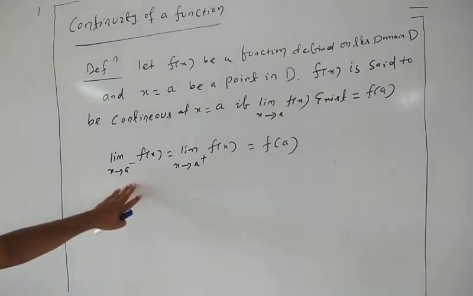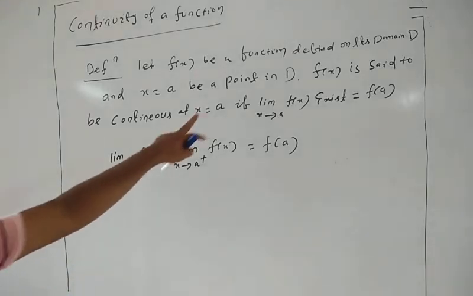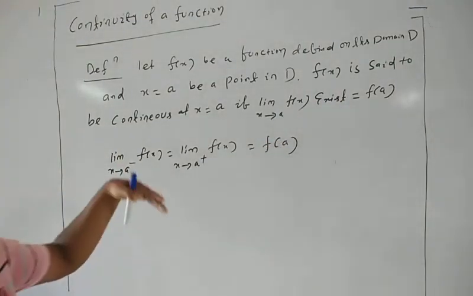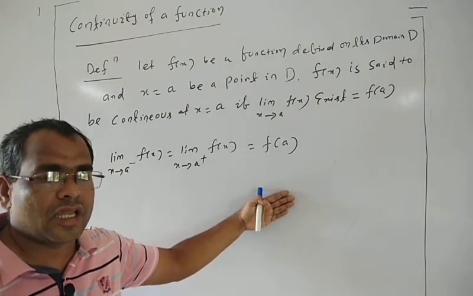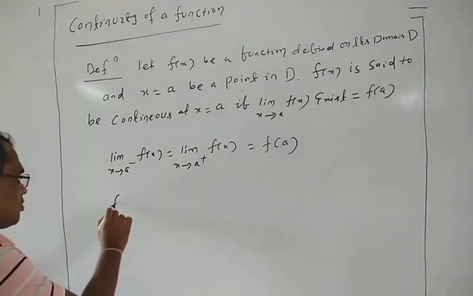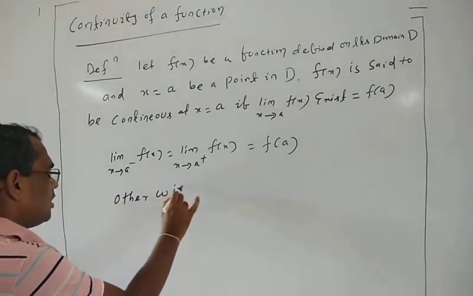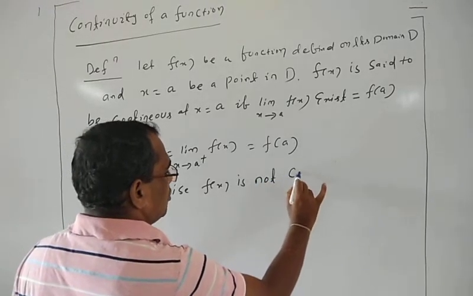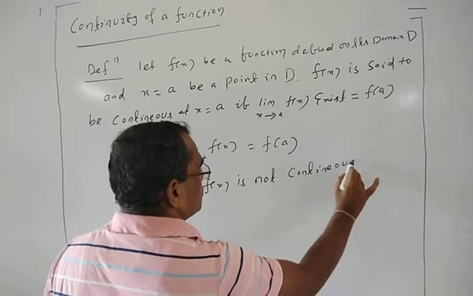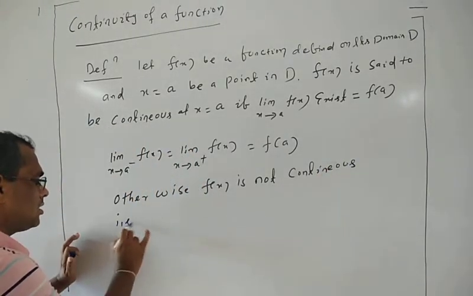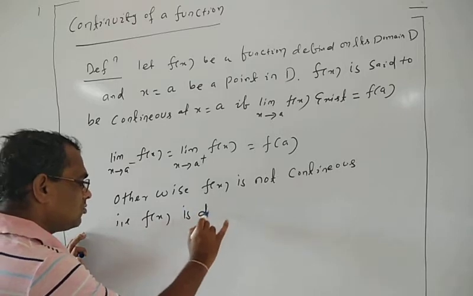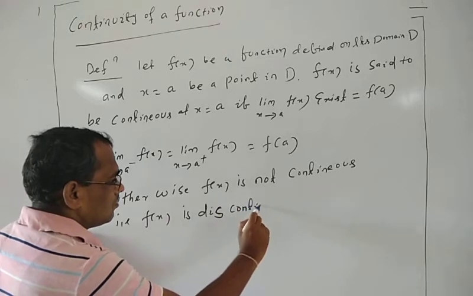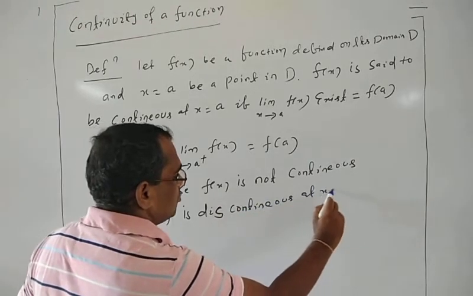So otherwise, if the limit as x tends to a of f(x) exists and is not equal to the value of the function, or the left hand limit is not equal to the right hand limit, then we say f(x) is discontinuous. Otherwise, f(x) is not continuous. Not continuous means that f(x) is discontinuous at x is equal to a.